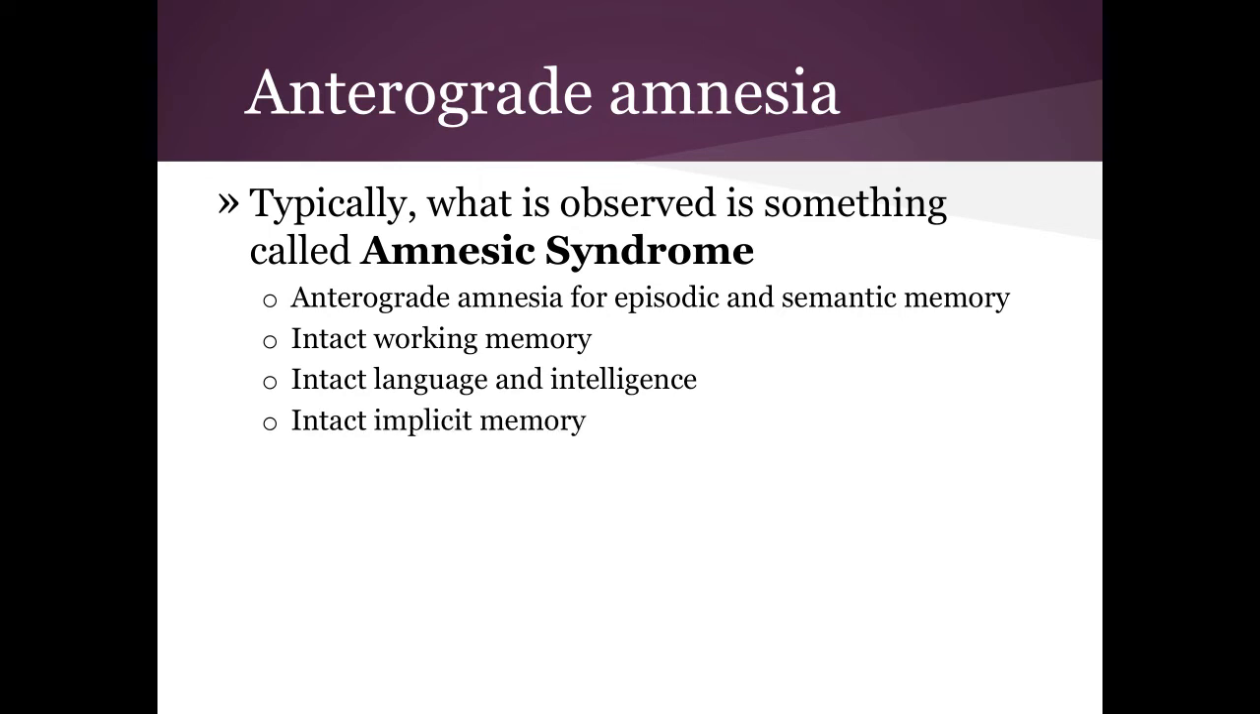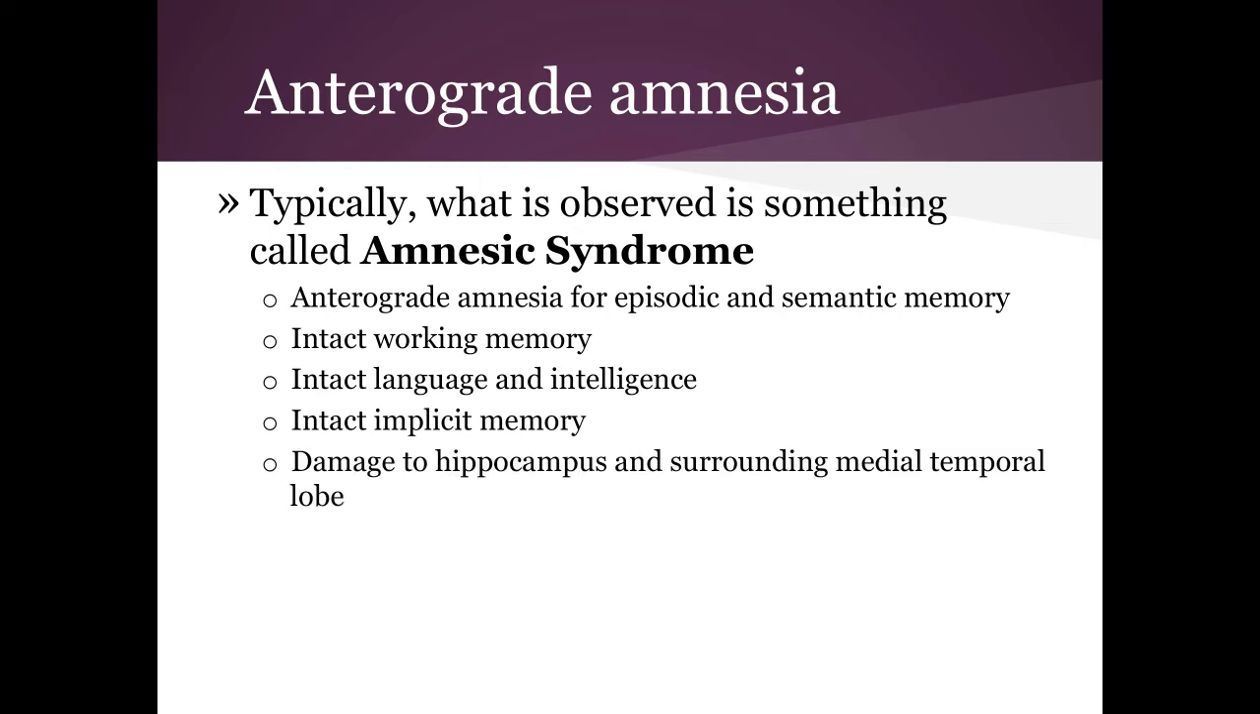So we still have an intact working memory system. We can manipulate information in our minds. Language and intelligence seem relatively unaffected, and implicit memory still seems to function all right. But we do see damage in certain areas, like we were just discussing, like the hippocampus, the medial temporal lobe, and then sometimes the mammillary bodies. And that's what's causing these deficits in memory and learning. So what we're seeing with anterograde amnesia is an example of this amnestic syndrome.